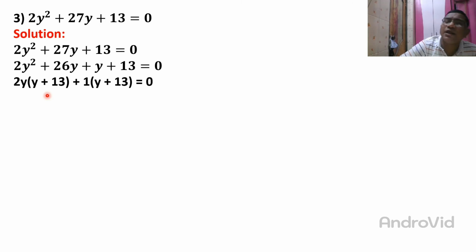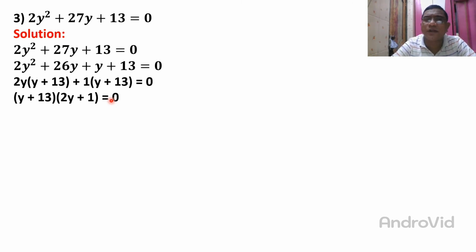See, this side has y plus 13 and this side has y plus 13. Both sides have y plus 13, so y plus 13 is common, and we write it a single time. So I write here y plus 13. What is uncommon? 2y plus 1. So I write 2y plus 1.